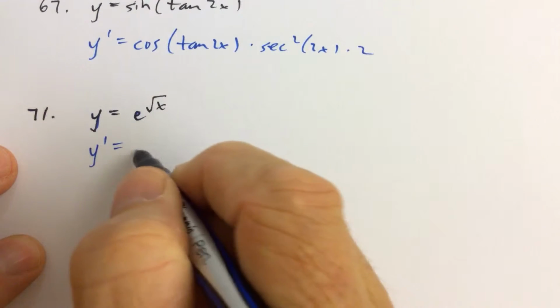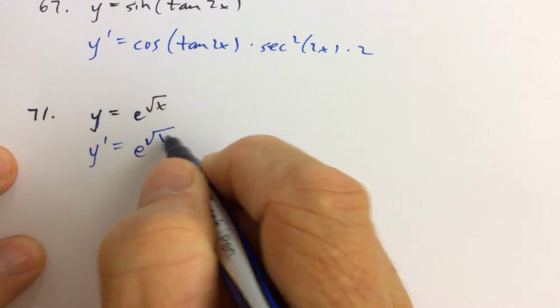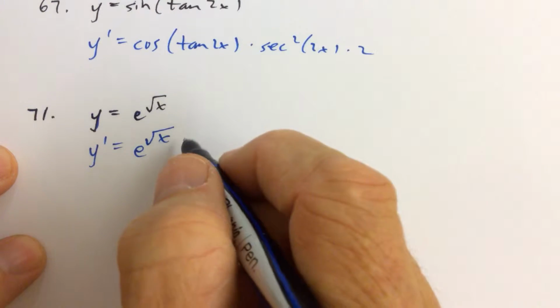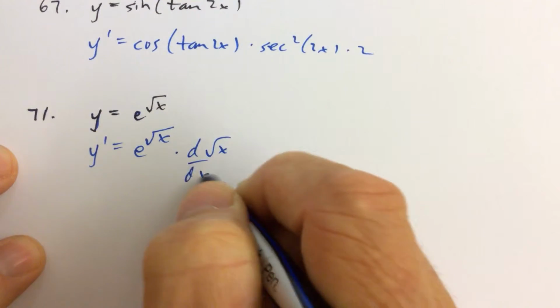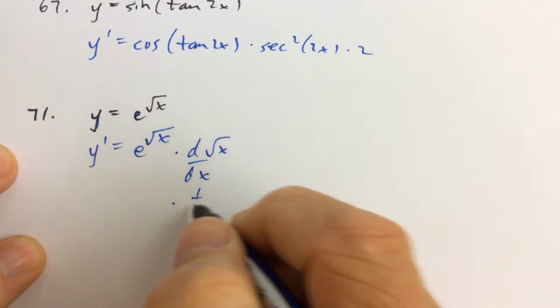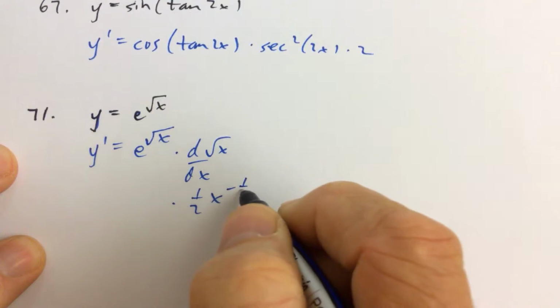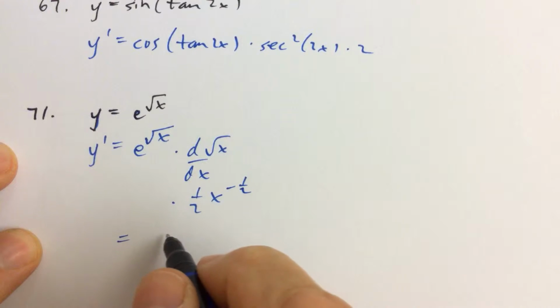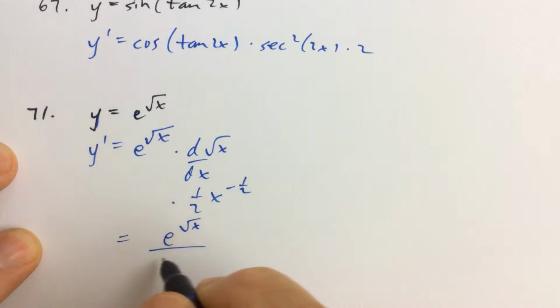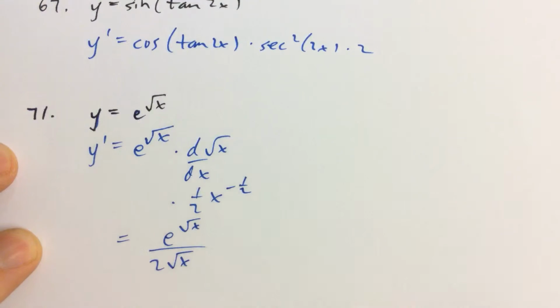Since the derivative of e to the x is e to the x, the derivative of e to the radical x is e to the radical x, times the derivative of radical x. The derivative of radical x is 1/2 times x to the negative 1/2, or 1 over 2 radical x. So we could rewrite this as e to the radical x over 2 radical x. That's it.